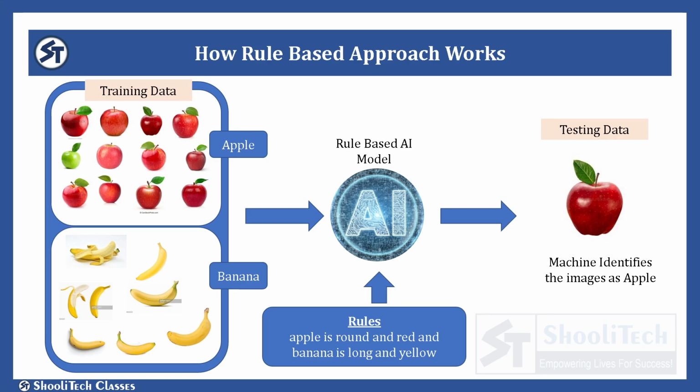Remember, in our last video, we have learned how rule-based approach works to identify an image of an apple or a banana. We have seen how we provide labeled images along with the rules to identify an image, and then the model could identify the image. We also learned that this model cannot adapt the changes in data and it cannot improve itself from the feedbacks.